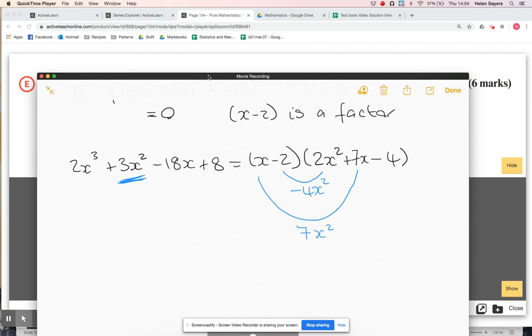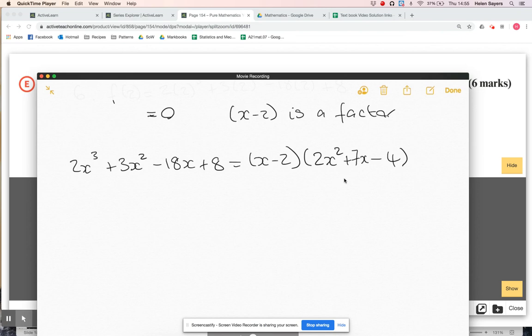Okay, and then I can use the -18x. So I haven't thought about that at all yet. So I can use that as a check that the 7x is correct. So where am I going to get an x term when I expand the brackets out? Well, from the -2 times the 7x, that would give me minus 14x, and from the x times the -4, that would give me minus 4x, and they do add up to minus 18x. So that's just a way of checking that the 7x does work. That is correct.